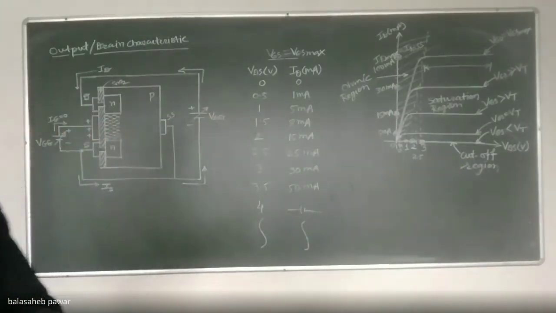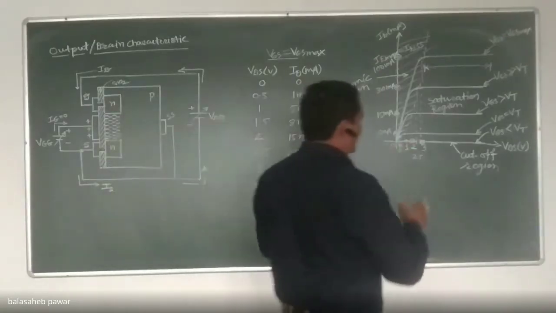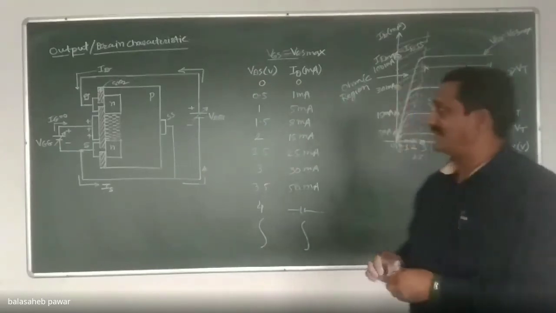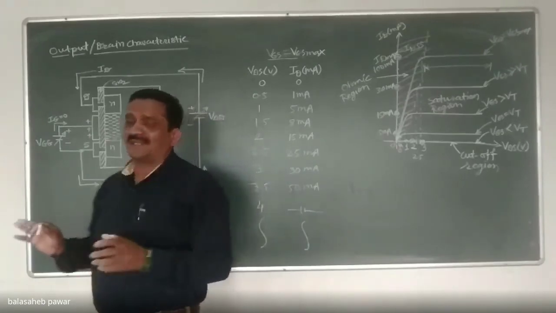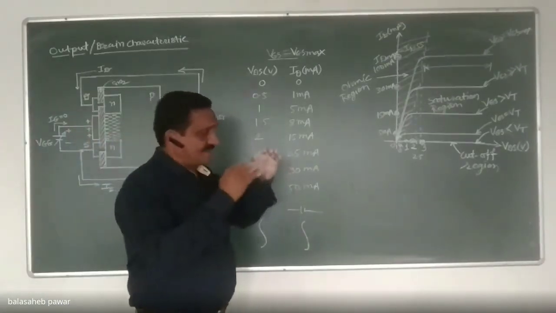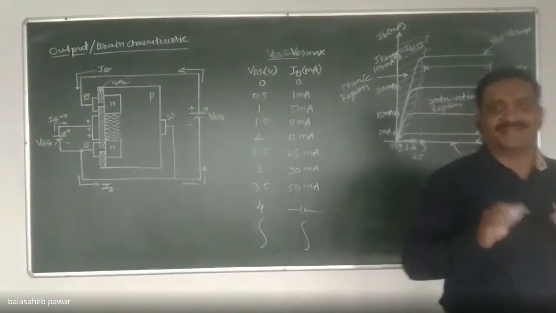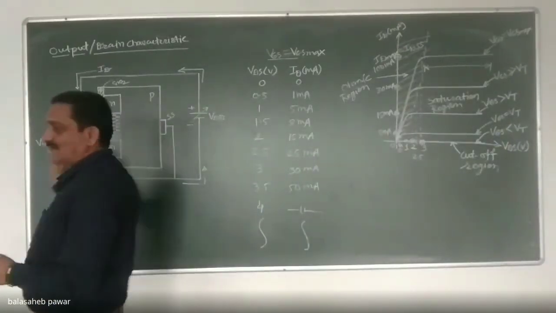Or do you still have any problem? Am I audible? Yes, sir. Okay. Do you have any doubt? See, these characteristics are very, very important. Without these two characteristics, that is the transfer characteristic and the output characteristic, you can't understand or use this device for the applications we will study later on in the next units. So it should be very clear to everyone, and that's why I'm asking, are you getting it or not?